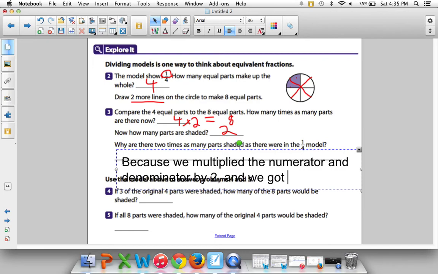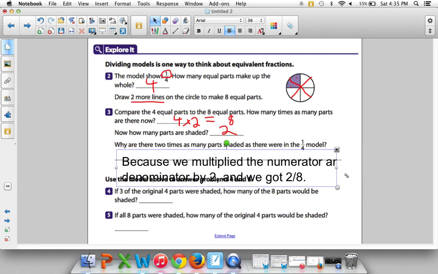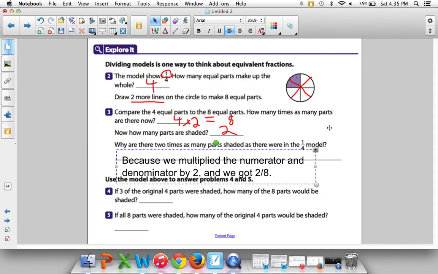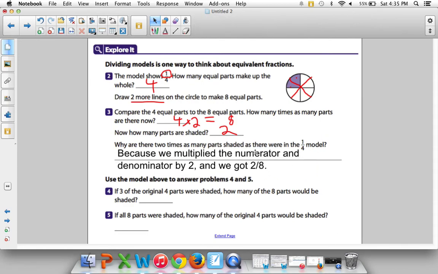And we got 2/8. I'll move that so you can see it a little better if you like. It's always okay to pause the video to try to see what I wrote down.